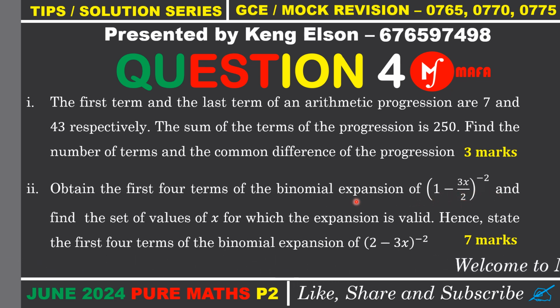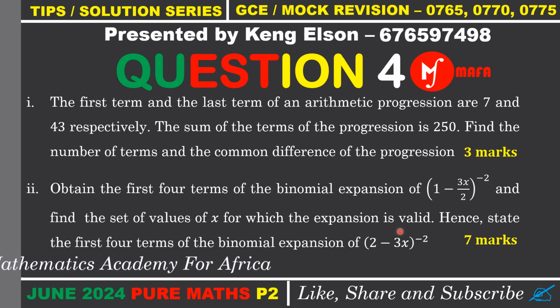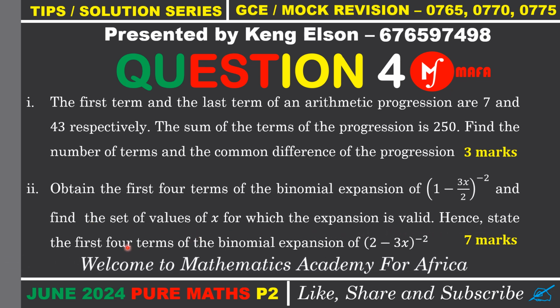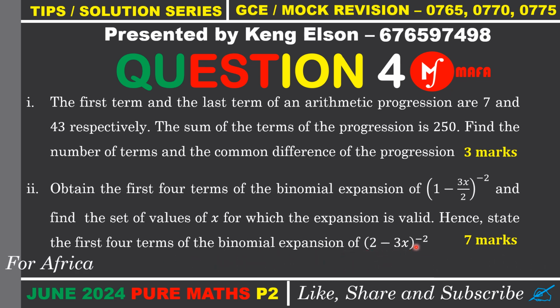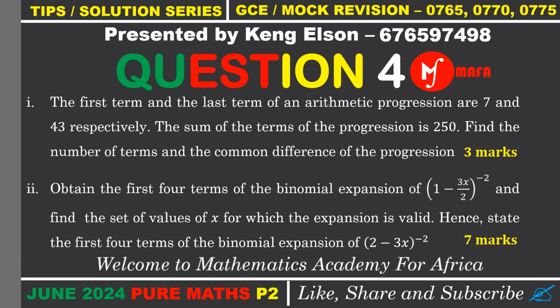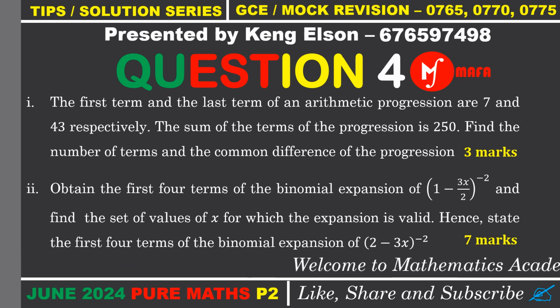Second part: obtain the first 4 terms of the binomial expansion of (1 minus 3x over 2) all raised to the power negative 2, and find the set of values of x for which the expansion is valid. Hence, state the first 4 terms of the binomial expansion of (2 minus 3x) all raised to the power negative 2. 7 marks.